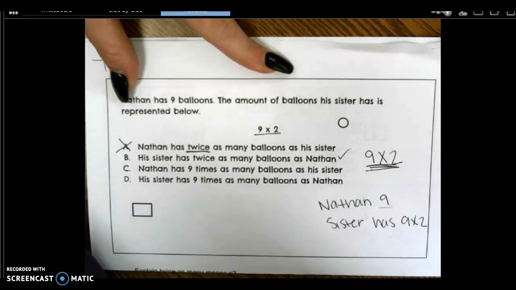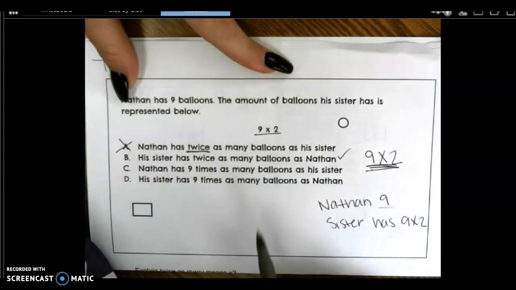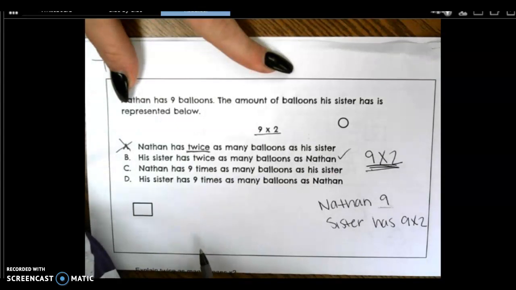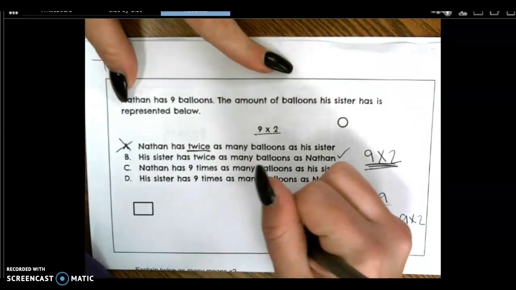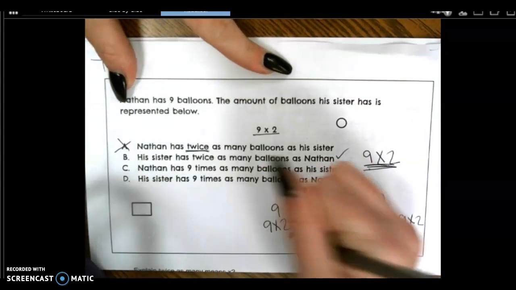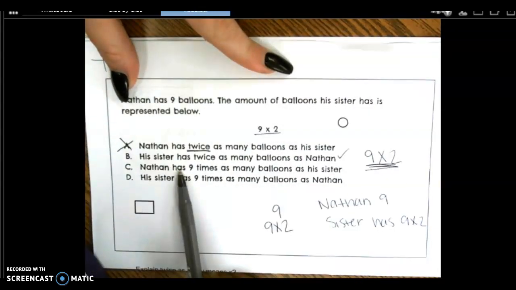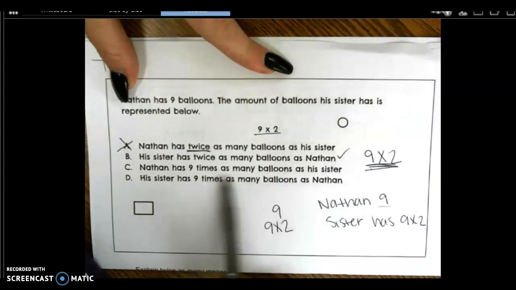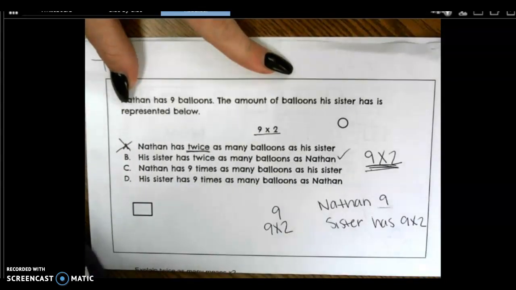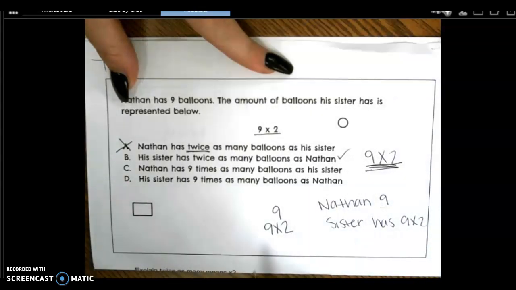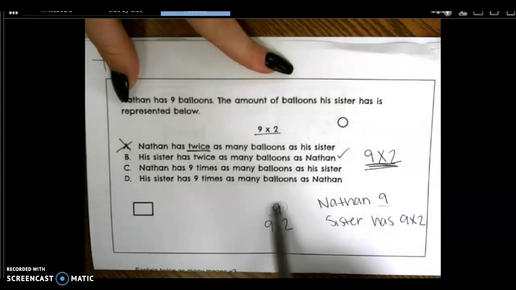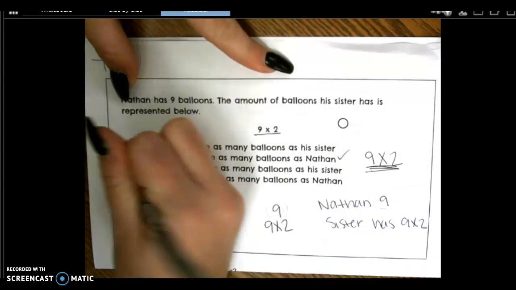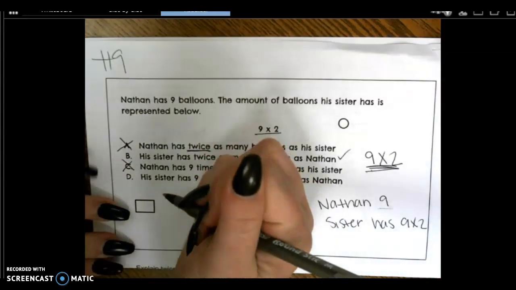Nathan has 9 times as many balloons as his sister. Well, if Nathan has 9 and his sister has 9 times 2, does Nathan have 9 times as many balloons as his sister? No. Because Nathan only has 9 balloons. C does not work.